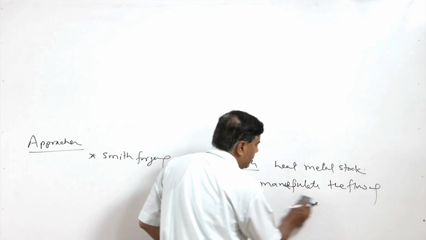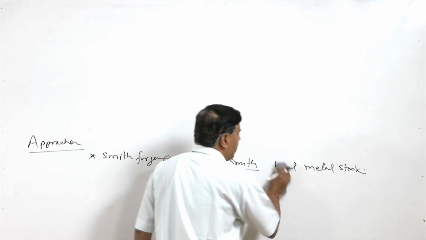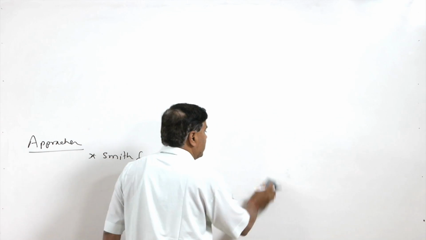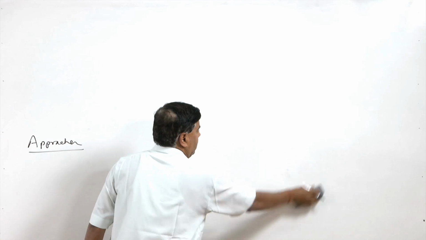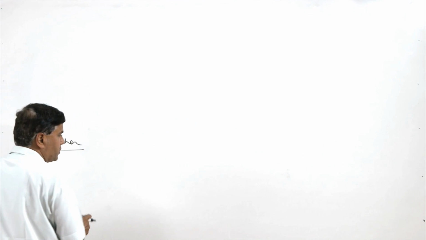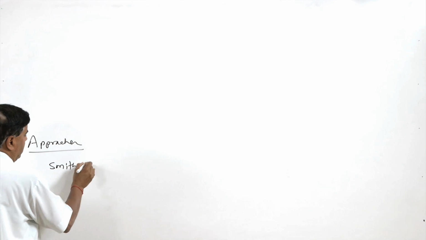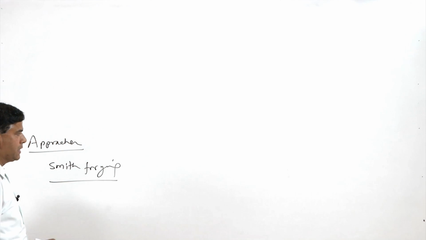So, here the controlled manipulation of the metal by beating the hot metal using the hammer, which is mostly manually operated. So, hammer is used to beat the metal so that desired manipulation is achieved.